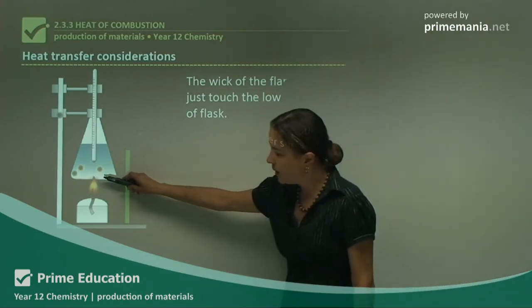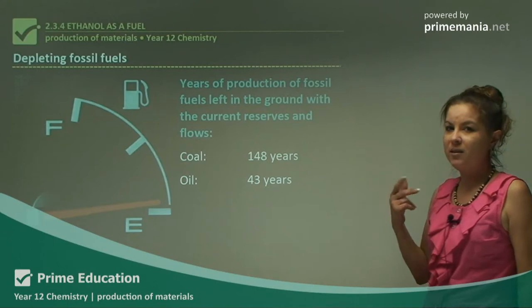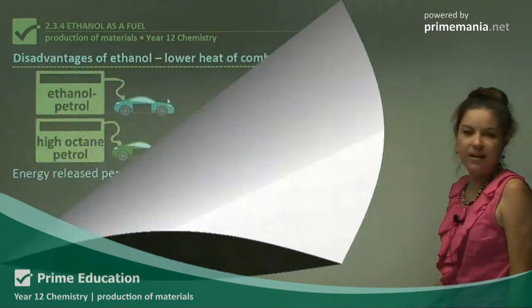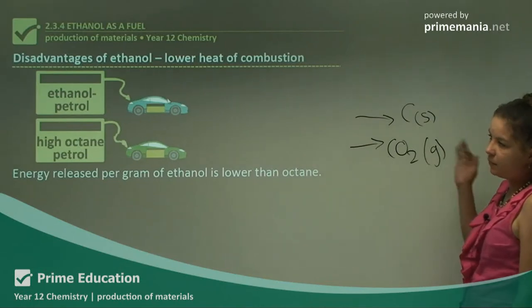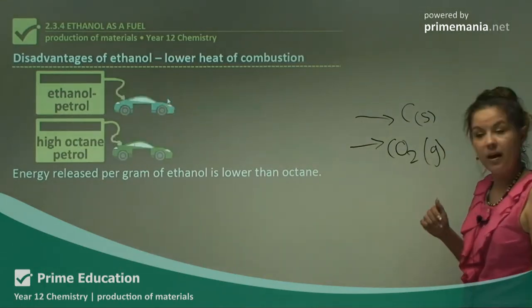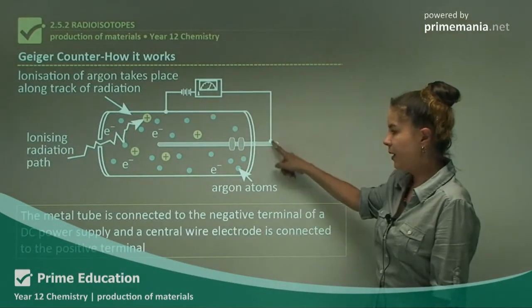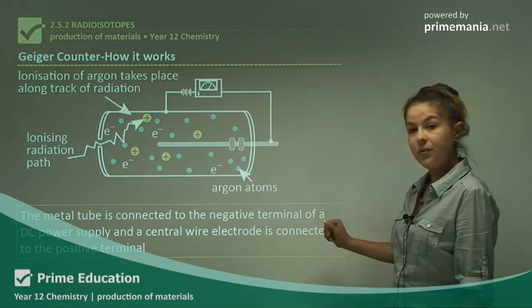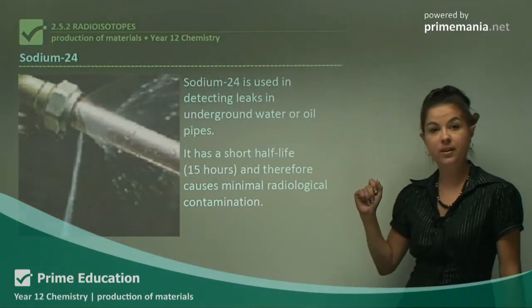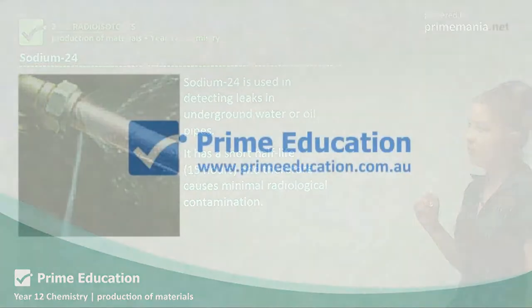So as you can see here, it's just touching all sorts of things. So this is why we need to think about alternative energy sources and natural gas. So as you can see from this diagram, we have at the top ethanol petrol mixture, and at the bottom we have high octane. So that's why we hook it up here to the negative terminal of a DC power source, so therefore causes minimal radiological contamination to soil and the environment. So that's why that's a good radio.